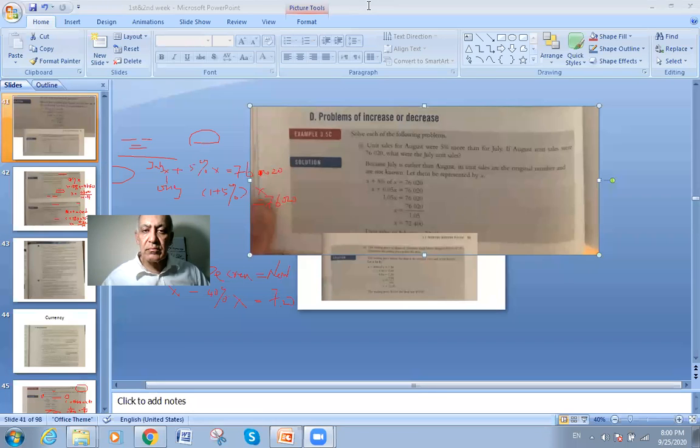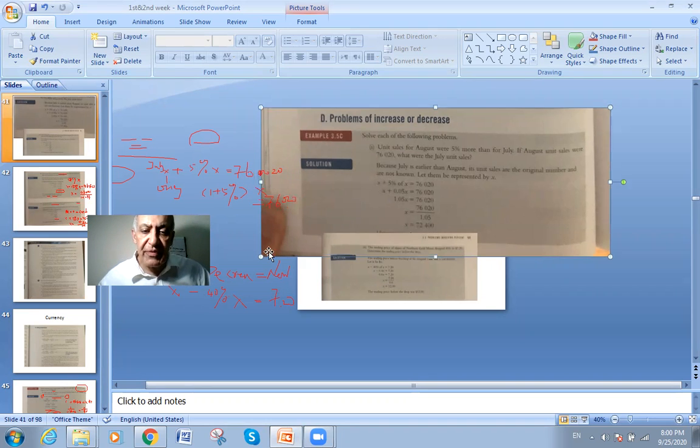Let's go to another example on page 41 and see what it is talking about. We'll share the screen. Sorry about that. It's the same idea of increase or decrease, like we had it once before, but we can repeat it here. Solve each of the following. I will leave it for you to do because it's the same idea which we talked about before.